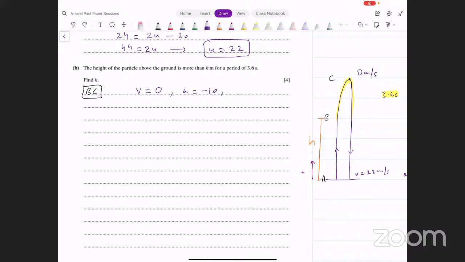ये जो पूरा येलो पार्ट है उसके अंदर हमें कितना टाइम लगा है? 3.6 सेकेंड्स। पूरा येलो पार्ट के अंदर कितना टाइम लगा है? 3.6 सेकेंड्स। तो उसका हाफ कर लें अगर, B से C जाने में कितना लगा होगा? It's going to be half of 3.6 seconds. That's going to be 1.8.